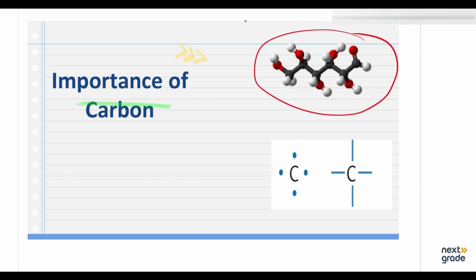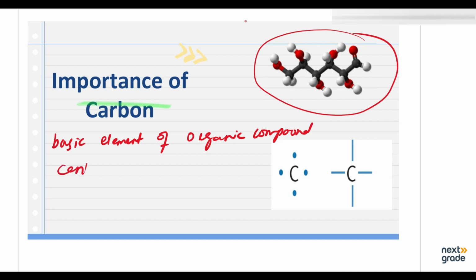Carbon is the basic element of organic compounds, right? It is the basic element of the organic compound. Due to its unique property, it always occupies the central position in the skeleton of life, right?